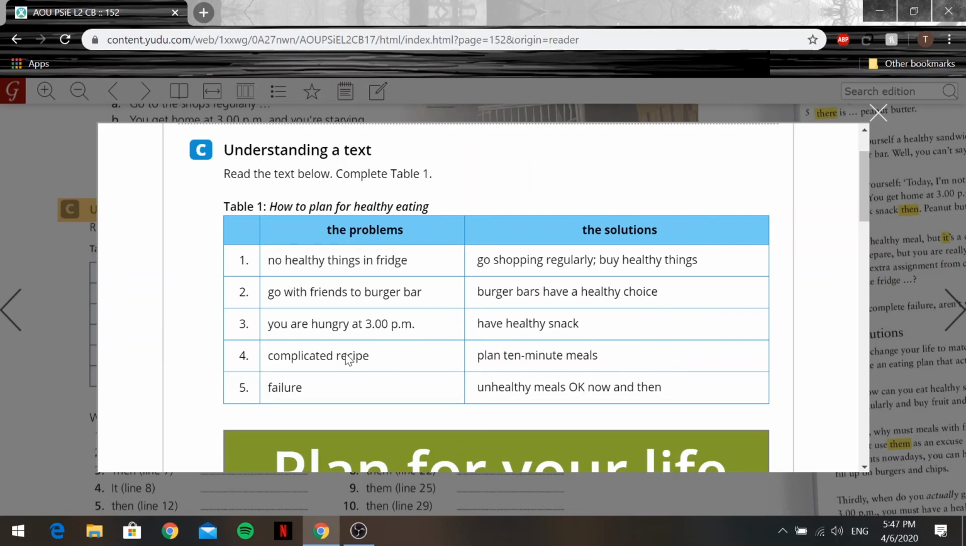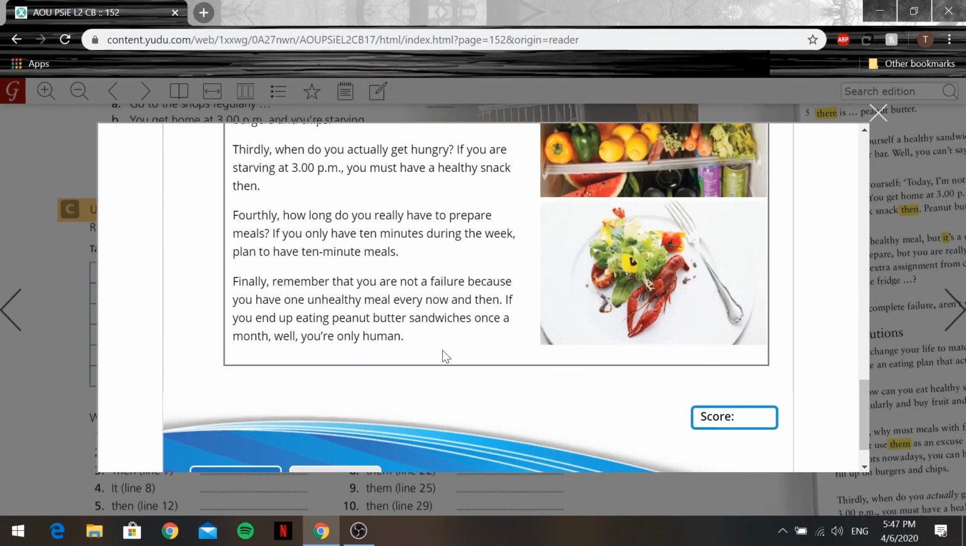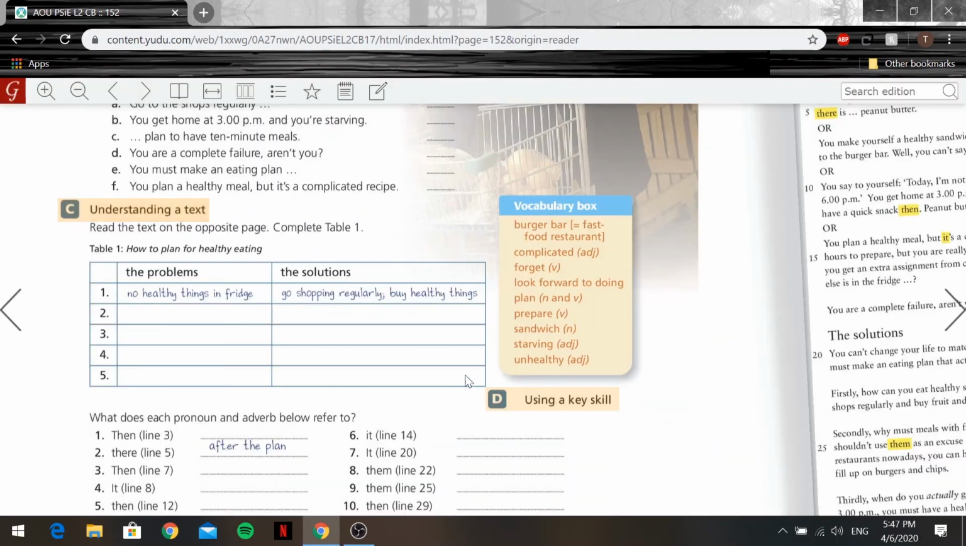4, you have a complicated recipe. Well, in that case, just plan 10-minute meals. 5, straight up failure. Okay, for this, we'll just say unhealthy meals are okay now and then. It's fine, you're only human. Okay, that's it. Now, let's move on.